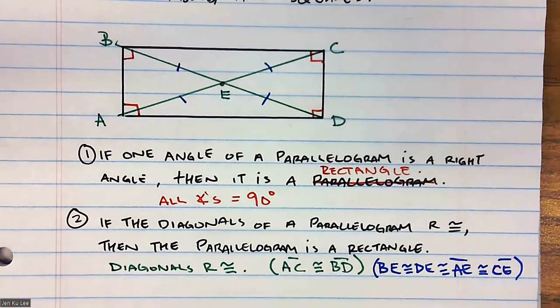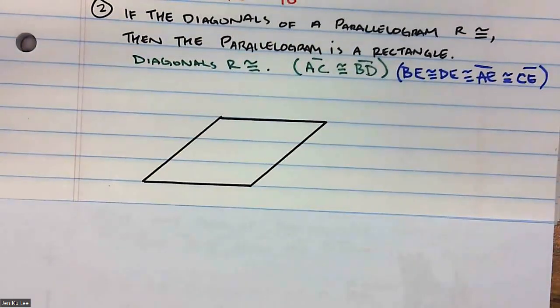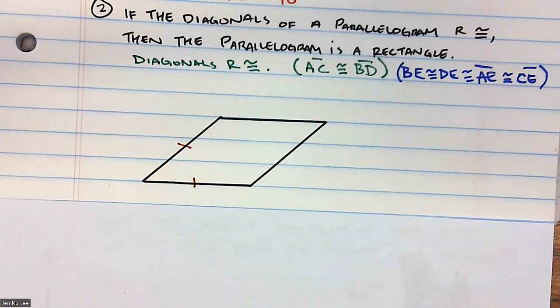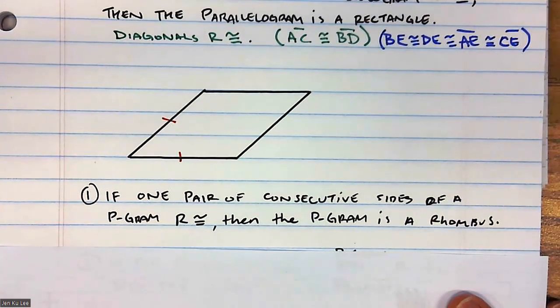All right. Moving on to a rhombus. Okay, so this is what a rhombus is. And the first characteristic I want to cover is that in a rhombus, consecutive sides are congruent. So here is my rule: if one pair of consecutive sides of a p-gram are congruent, then the p-gram is a rhombus.